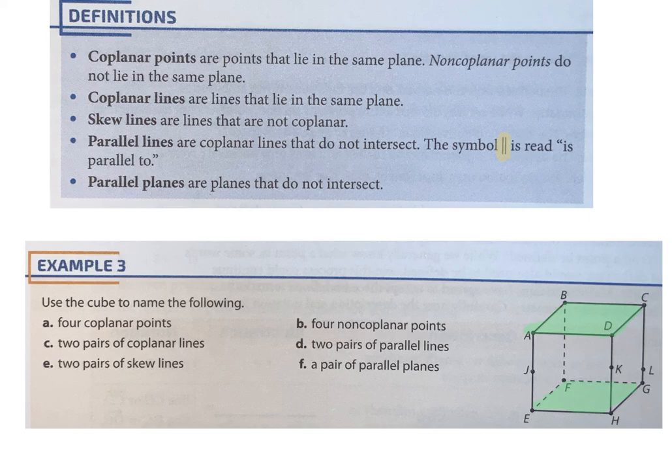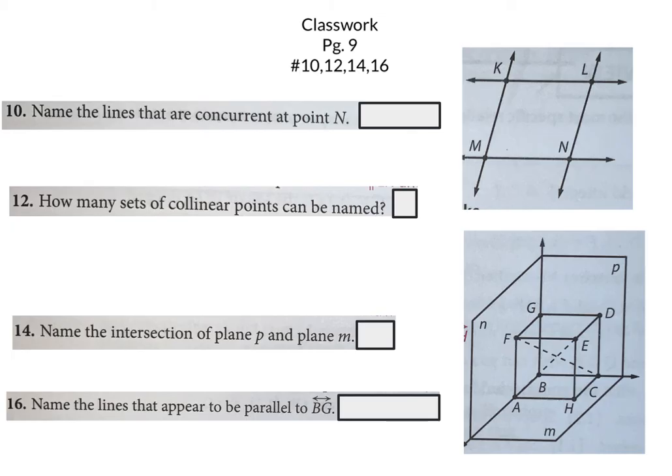All right? So the first thing you would know is, what does concurrent mean? They intersect at one point, right? And so concurrent at point N are lines LN and MN. You do need that notation, but the order can be flipped, okay? They just did it in alphabetical order.